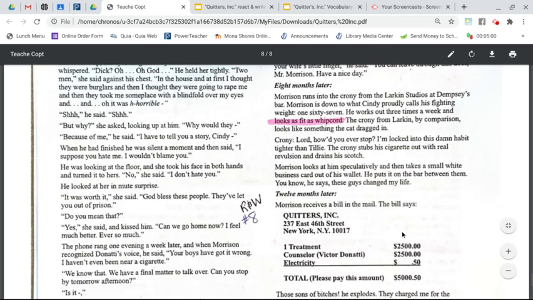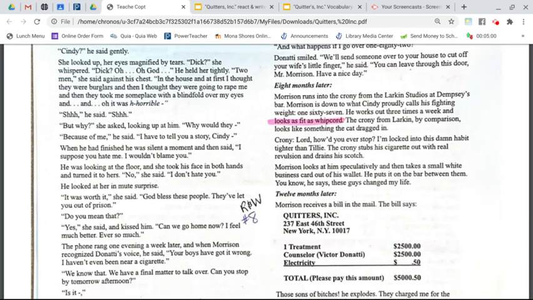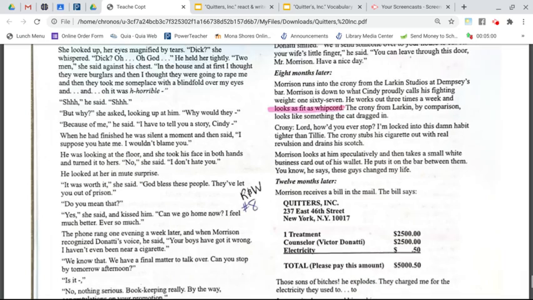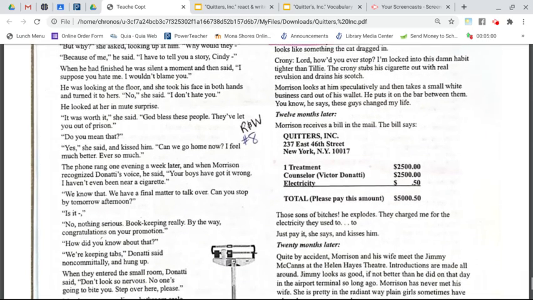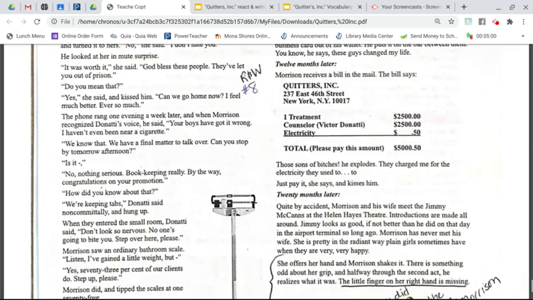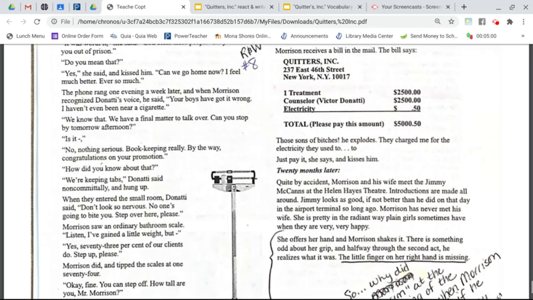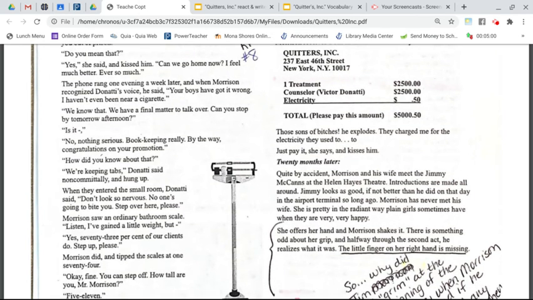The phone rang one evening a week later, and when Morrison recognized Donati's voice, he said, Your boys have got it all wrong. I haven't even been near a cigarette. We know that. We have a final matter to talk over. Can you stop by tomorrow afternoon? Is it? No, nothing serious, but bookkeeping, really. By the way, congratulations on your promotion. How'd you know about that? We're keeping tabs, Donati said, non-comedically, and hung up.